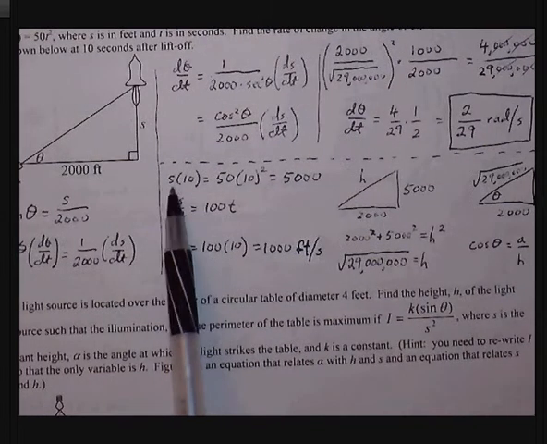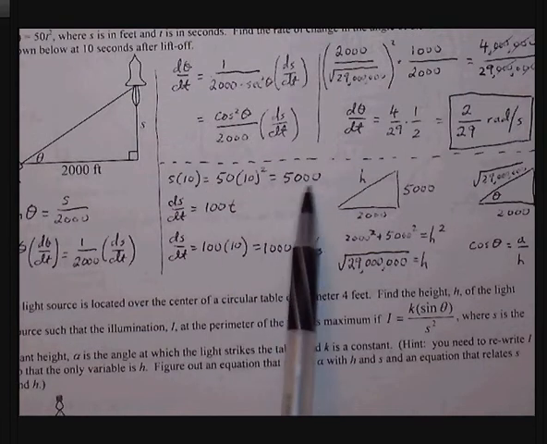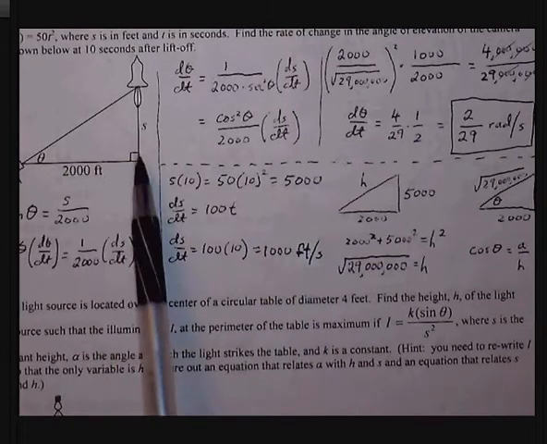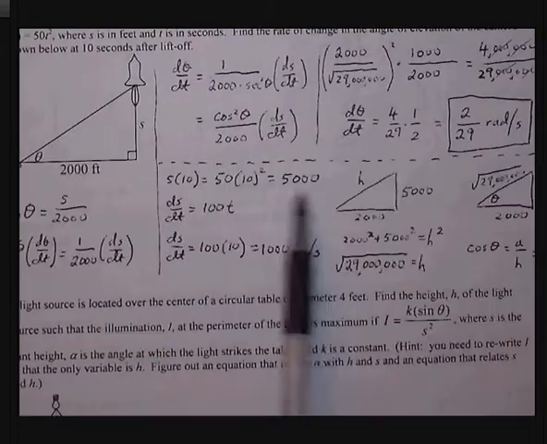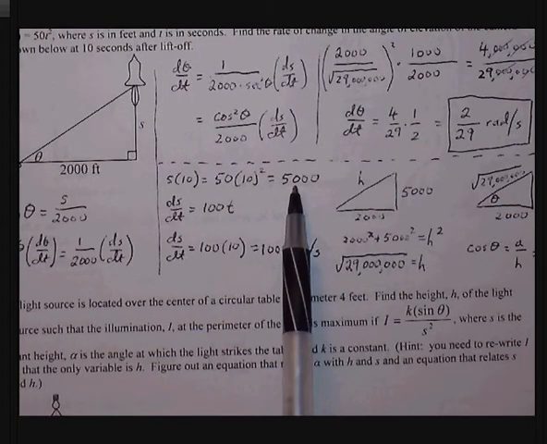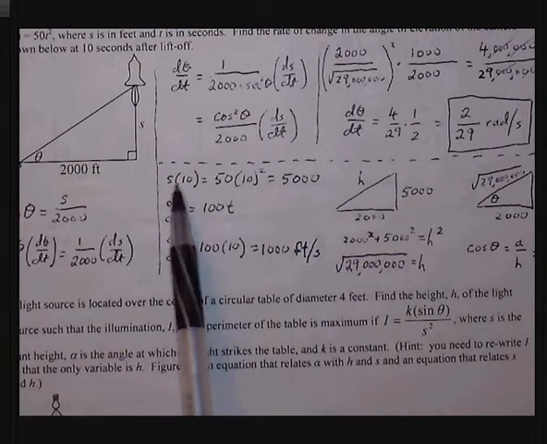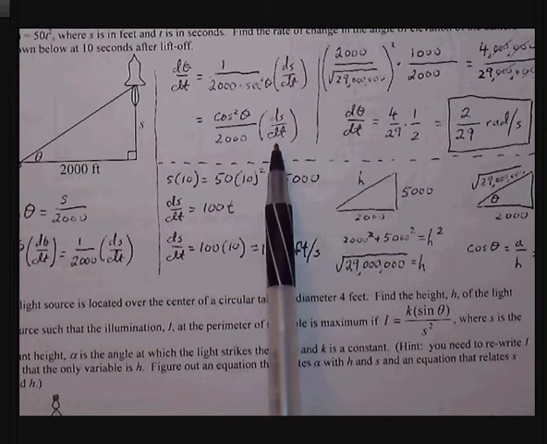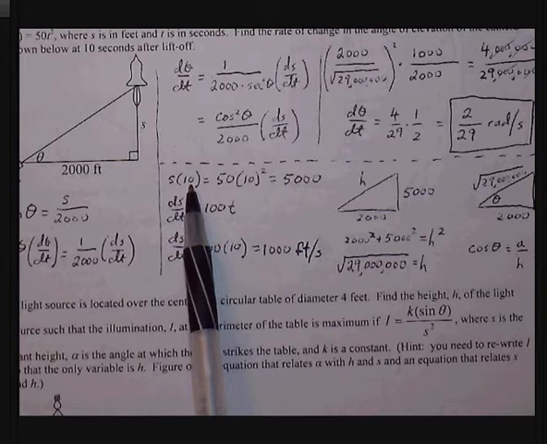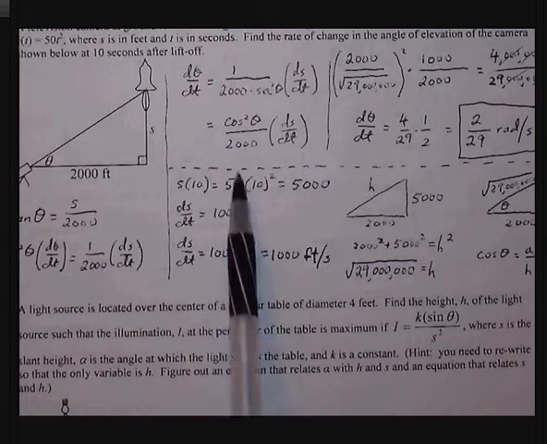So if we take a snapshot of this problem, after 10 seconds, the rocket would be 5,000 feet above ground, right? But ds dt, which is s prime, we're going to need this information to plug in to find d theta dt. Since s of t is 50t squared, the derivative of 50t squared is just going to be 100t, and if I plug in 10, then I know that my ds dt at 10 seconds will be 1,000 feet per second, which we will use a little bit later.